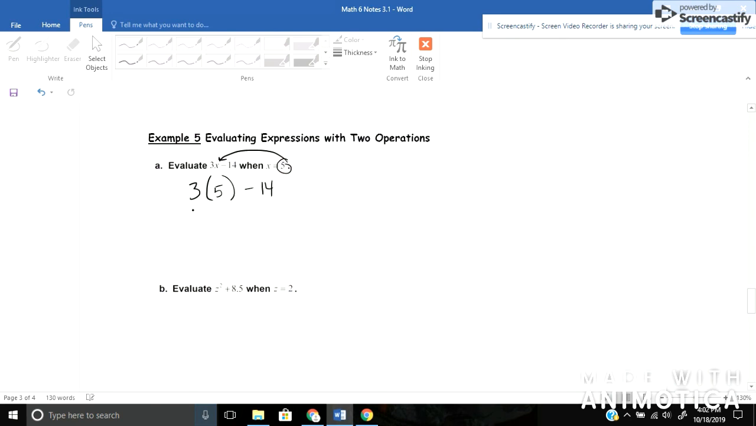I have to do my multiplication first, if I'm following the correct order of operations. This gives me 15 minus 14, which would be 1. All right, and the next one, evaluate z squared plus 8.5 when z is equal to 2. So I will substitute 2 into my expression, 2 squared plus 8.5. Well, 2 squared is 4. 4 plus 8 would be 12, plus another half would give me 12 and a half, 12.5.